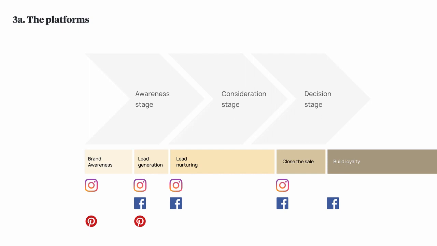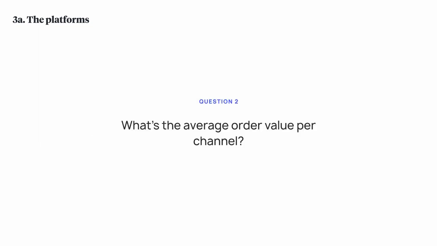So if it's people who are just browsing Instagram for quick things they can like here and there, fun things to watch and for entertainment, then you're probably going to be sticking to Instagram mostly in the awareness stage of things. Then you can look at the average order value.